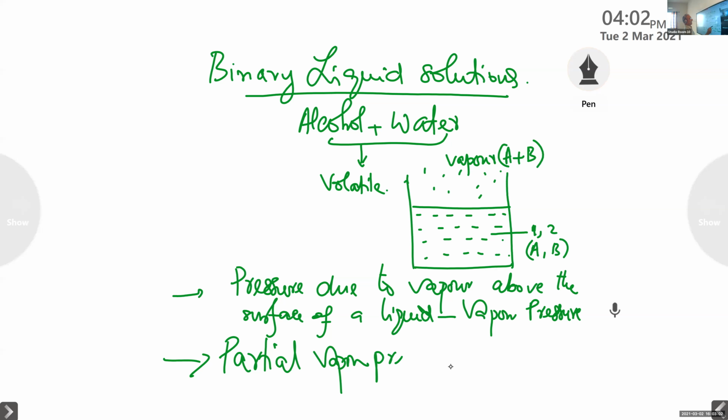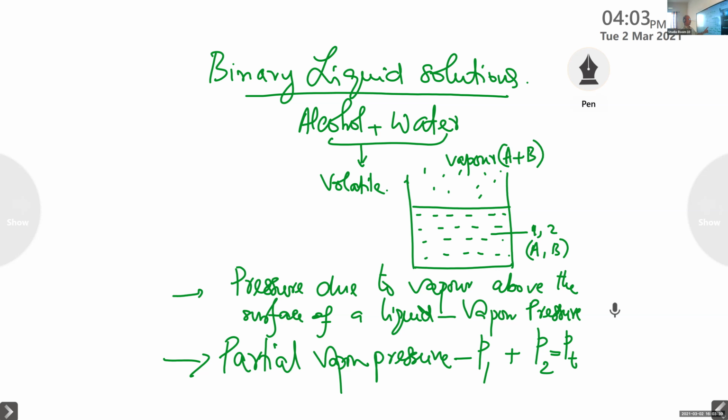Suppose we have two liquids, 1 and 2. The partial vapor pressure of component 1 is equal to P1. Partial vapor pressure due to component 2 is equal to P2. Now you take the sum of the partial vapor pressures, and that is equal to P total. So the total vapor pressure will be the sum of the partial vapor pressures of each component.